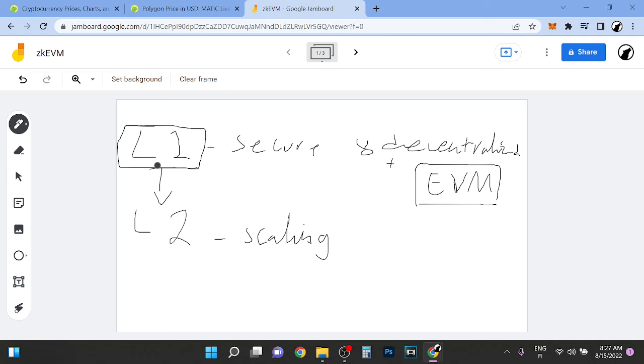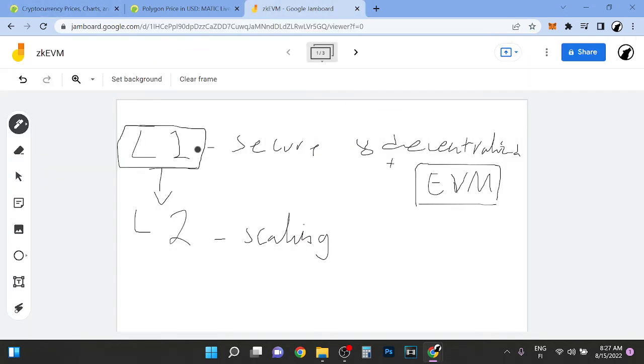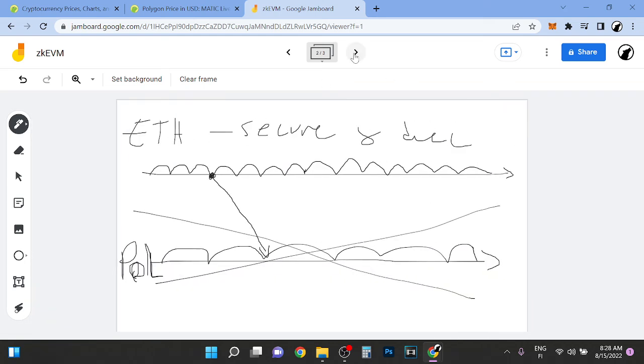So first of all, layer 1 has to be secure and decentralized, and EVM makes a layer 1 so you can build on top of it on the blockchain. So Bitcoin can't handle this. Okay, so this is Ethereum's job, and the scaling is going to be handled on layer 2, and how is it going to be handled?